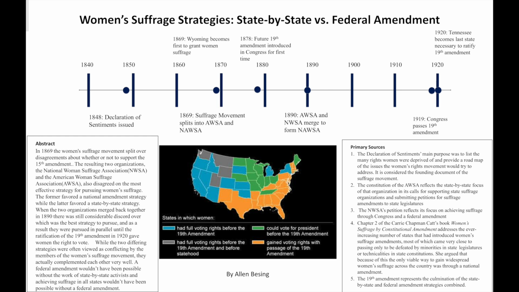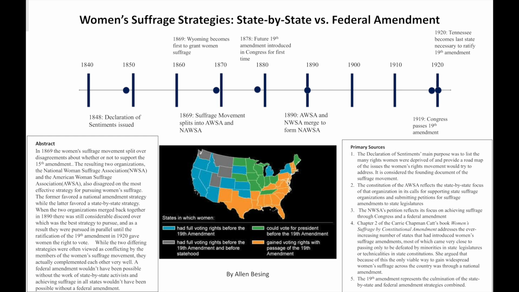So there are all these roadblocks that Carrie Chapman Catt is detailing, and she uses that as a compelling argument why, if you ever really want to get suffrage nationwide, you're going to have to do it just through a blanket federal amendment.